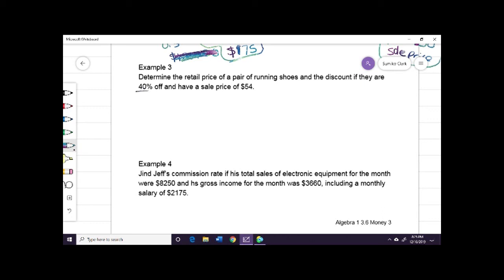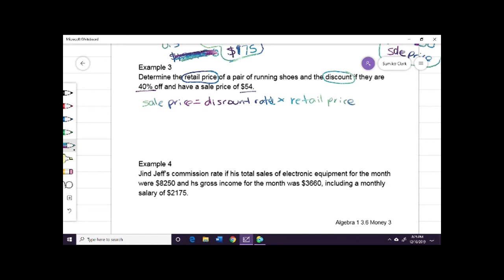So we know that the discount rate is 40%. We know that the sale price is $54. We need to know the retail price and the discount. So we know that the sale price is equal to the discount rate times the retail price. So we can use the given information and we can solve for the retail price.